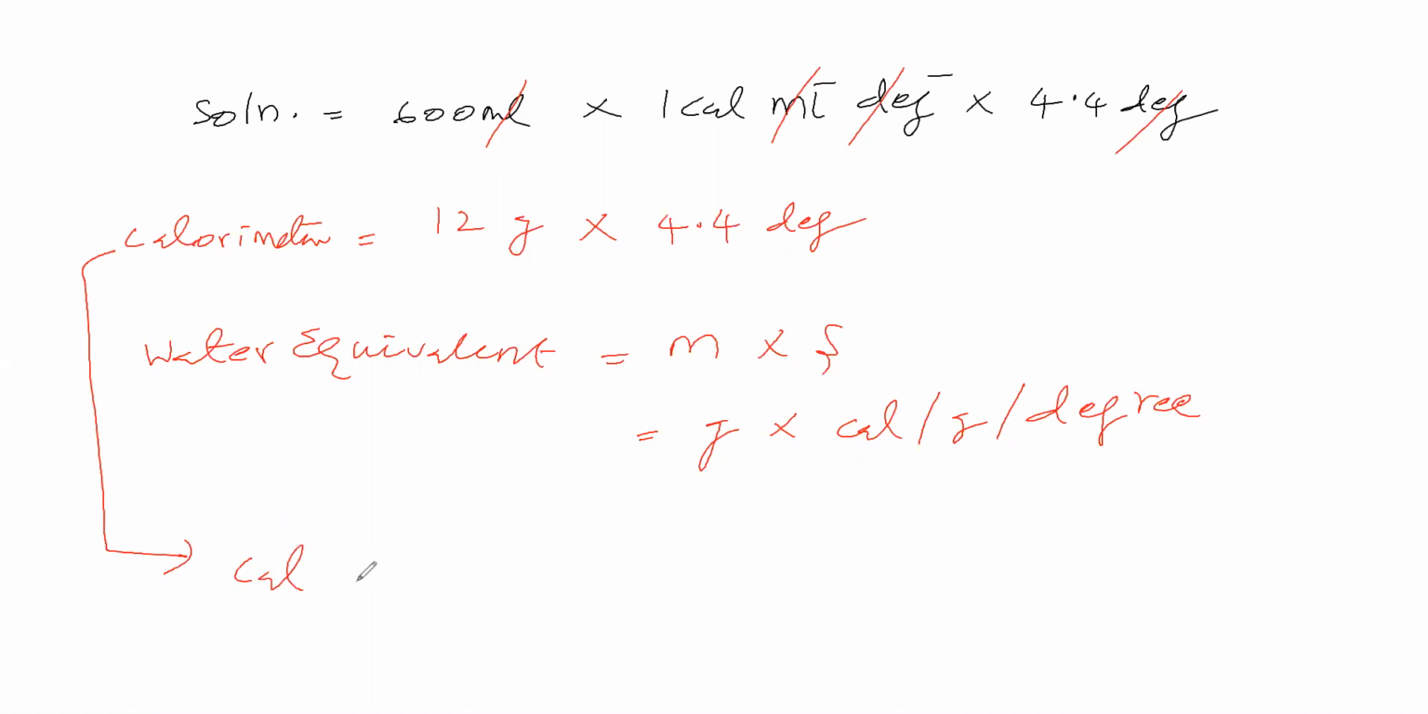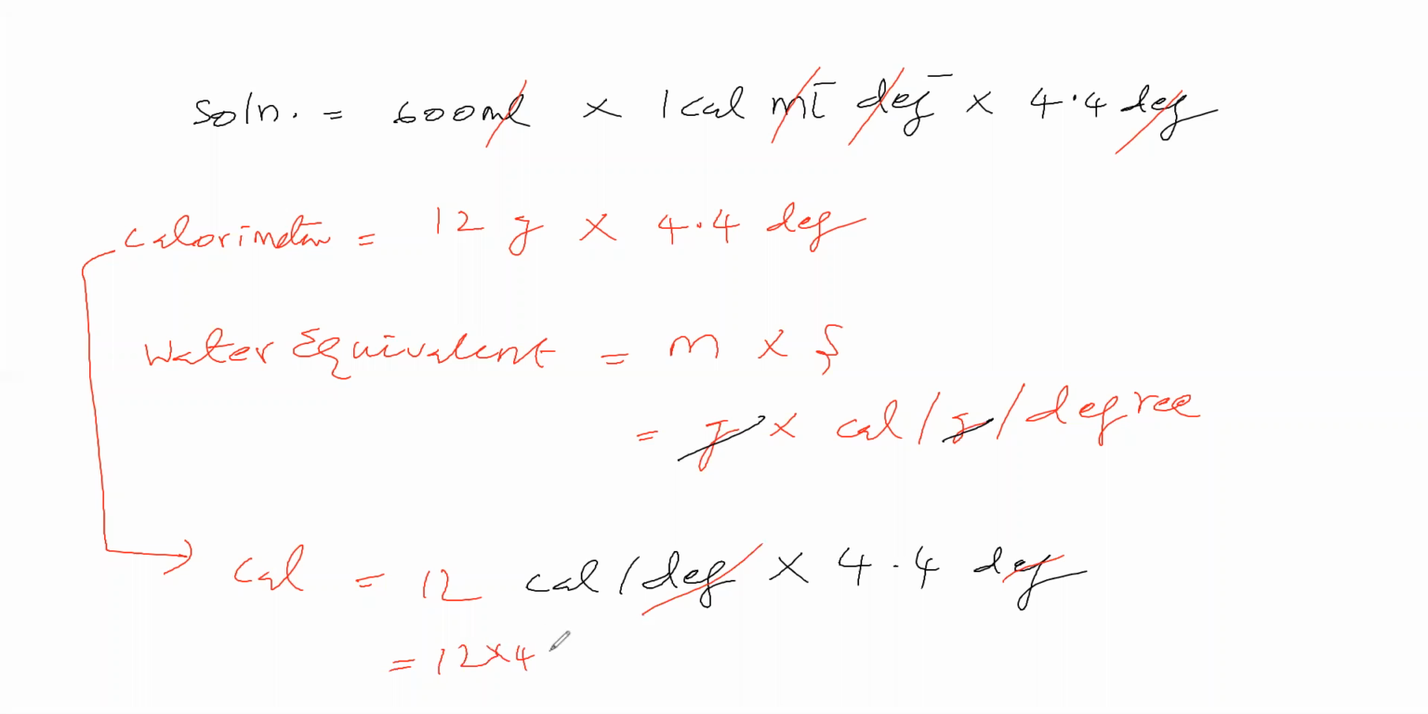For this calorimeter, this 12 I will write. Water equivalent given is 12. What is the unit? This gram I will cancel. So the remaining unit is calorie per degree, that I will write into this 4.4 degree. So degree gets cancelled. Therefore 12 into 4.4 calorie.